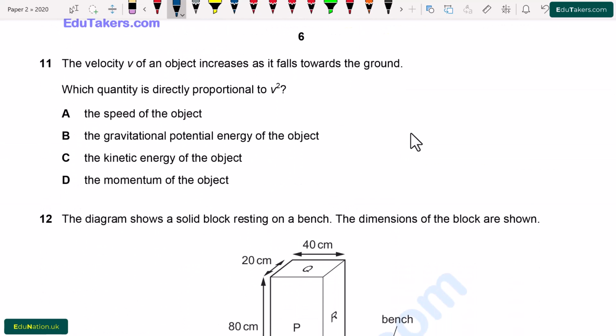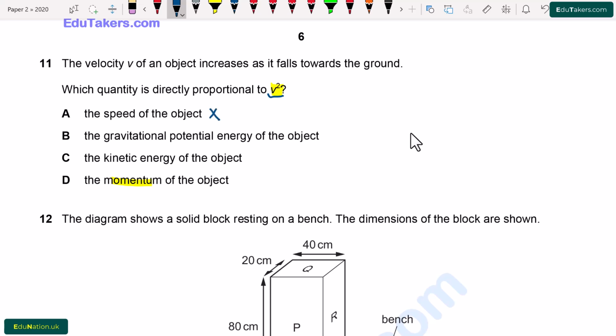Question number 11. The velocity v of an object increases as it falls towards the ground. Which quantity is directly proportional to v square? Option A, speed of the object. B, gravitational potential energy of the object. C, kinetic energy of the object. D, the momentum of the object. So first of all, here is a term v square, which is the square of the speed. So speed will not be directly proportional to v square.